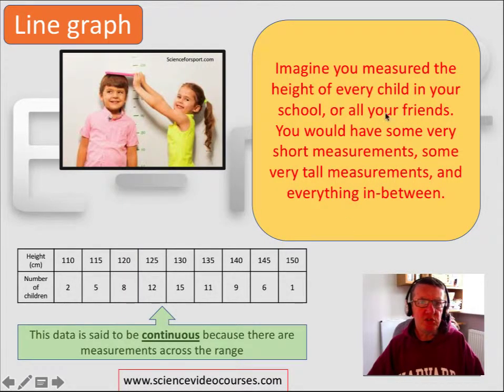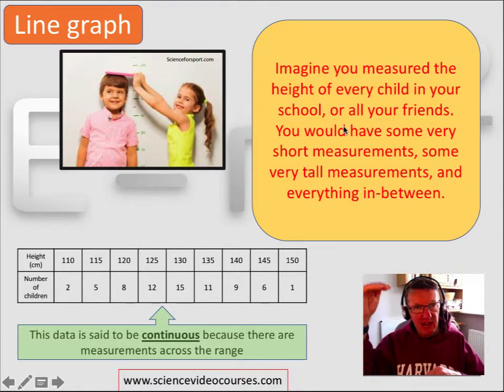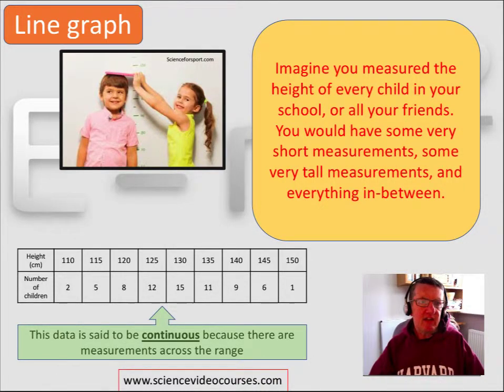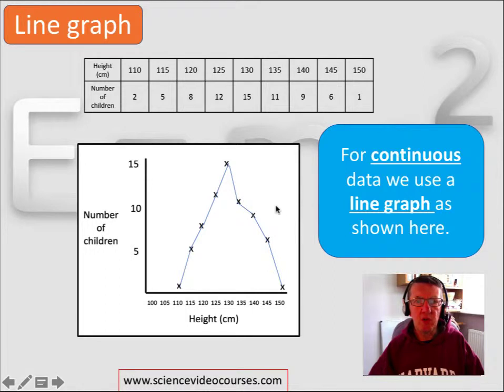Now imagine you measure the height of every child in your school or all your friends. You'd have some very short measurements, some very tall measurements and everything in between. Now this is where we might use a line graph. This data is said to be continuous because there are measurements across the range. We've got some shorter people, some taller people and some people in the middle. And look how the data fits in there. So this is what's called continuous data. For continuous data we use a line graph. The line graph is shown here.